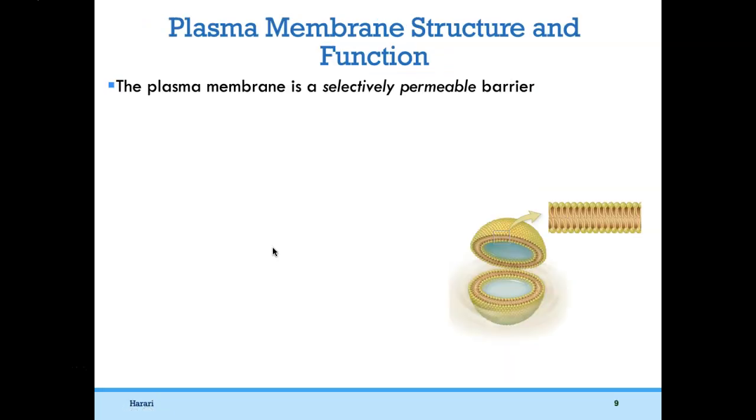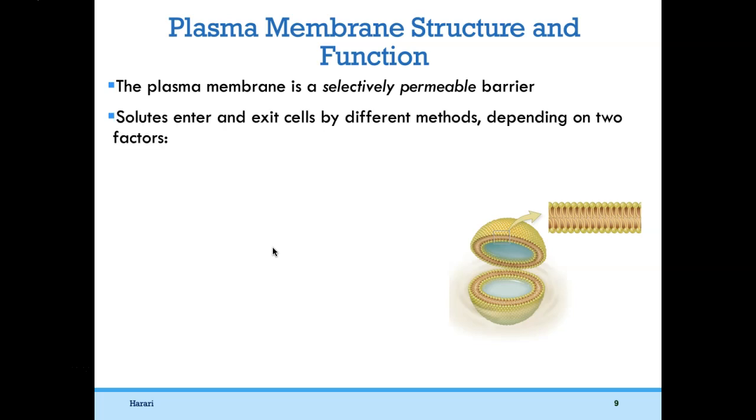So back to the plasma membrane. We said the plasma membrane is a selectively permeable barrier, right? That doesn't mean anything can get through. It's selective about what can get through. And solutes, these substances, can enter and exit cells by different methods. We'll talk about these different methods.